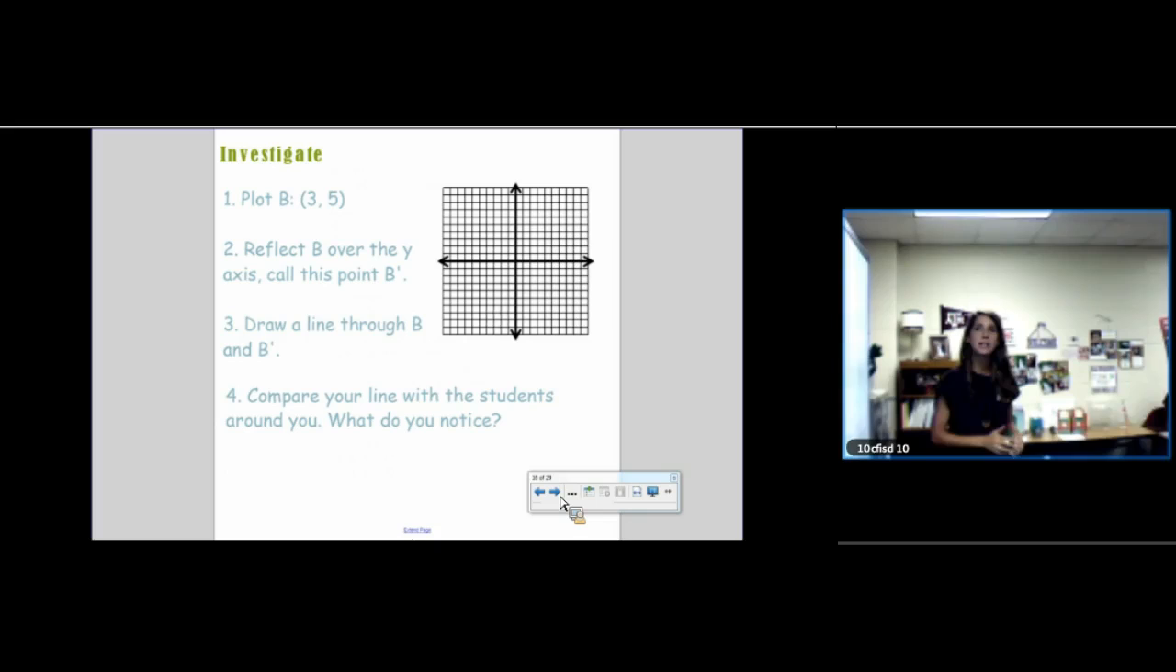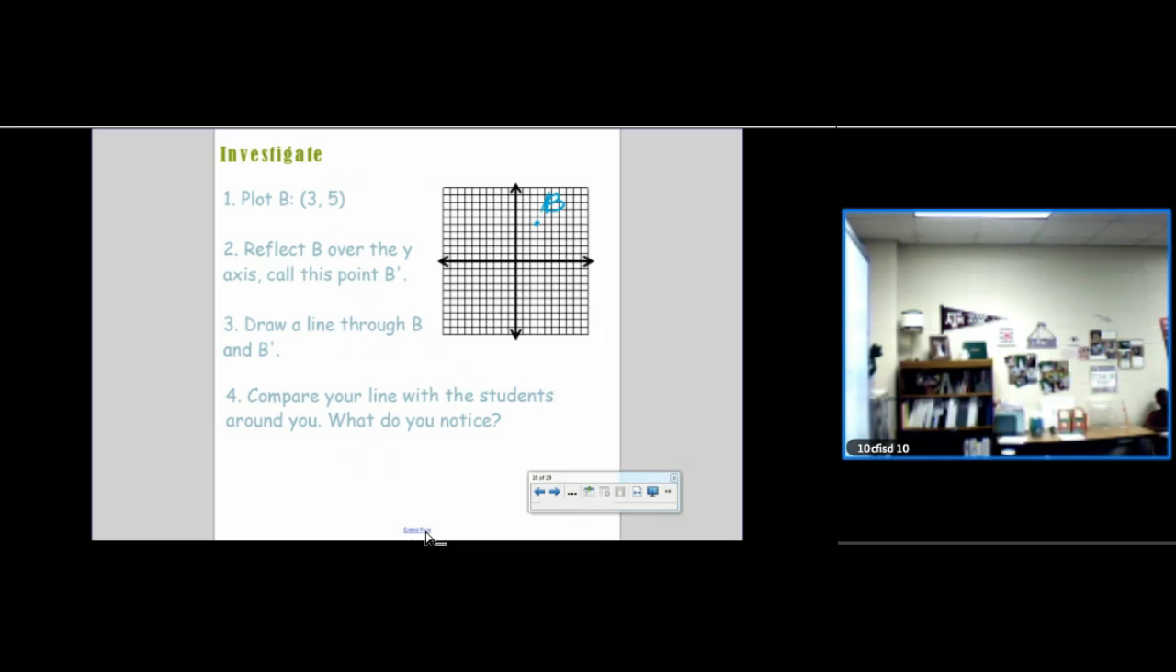Next thing, erase. Plot point B, 3, 5. 1, 2, 3. 1, 2, 3, 4, 5. Call it B. What does it say to do next? Oh, your marker's right here. You can open it by doing this. And you can plot.